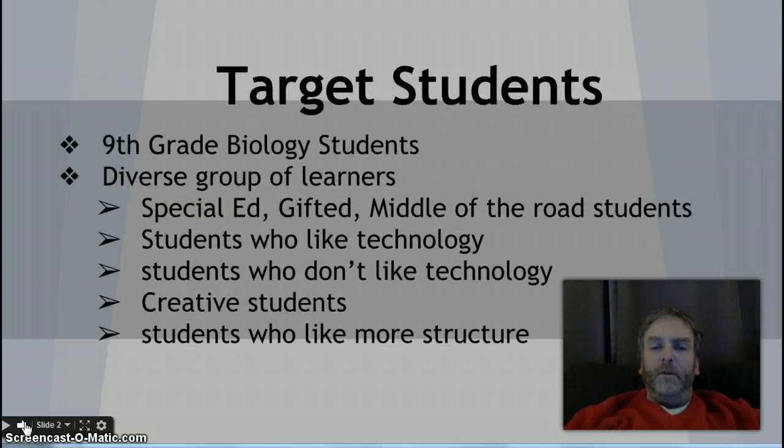So here we go. For this project that my students will be doing, the target students are ninth grade biology students in Manhattan, Kansas, a 6A school in a college town where Kansas State University is located. Because of that, we have a real diverse group of learners. I have special ed students. I have students that are gifted. I have middle of the road students. I have students whose parents are professors of biology at Kansas State, and I have other students that are very low level. So I really have the full spectrum.